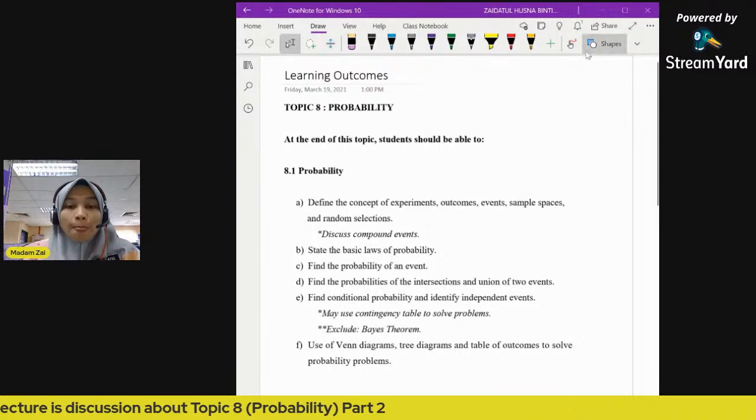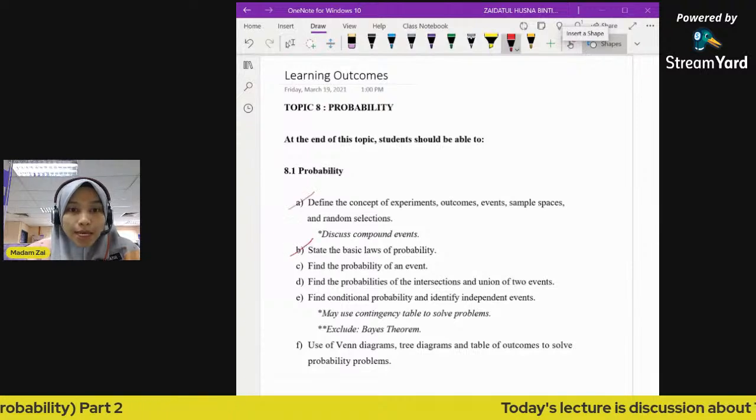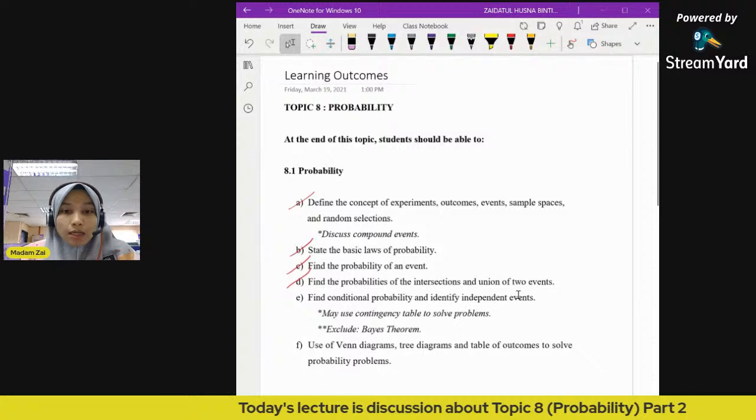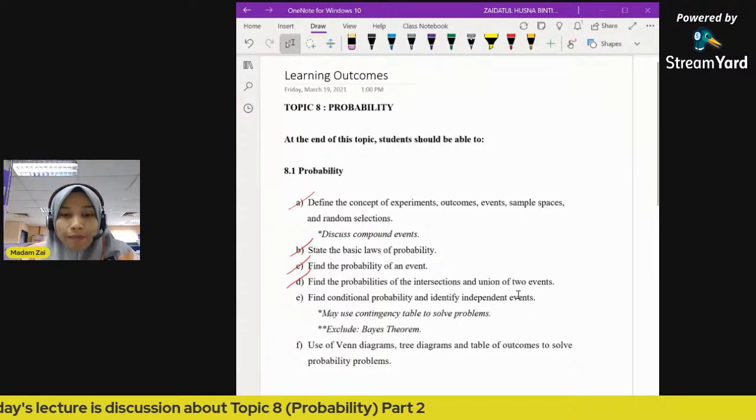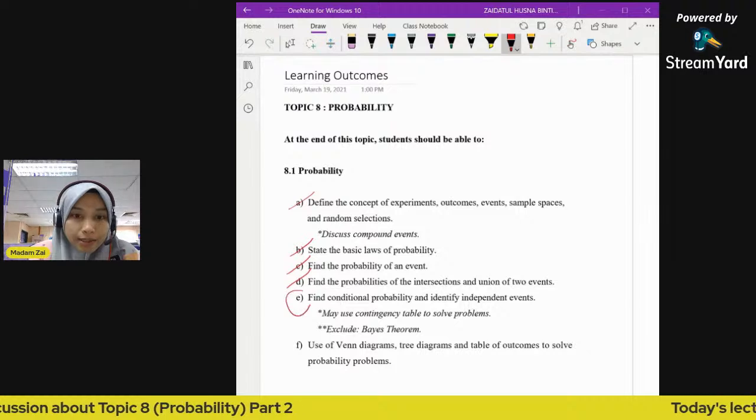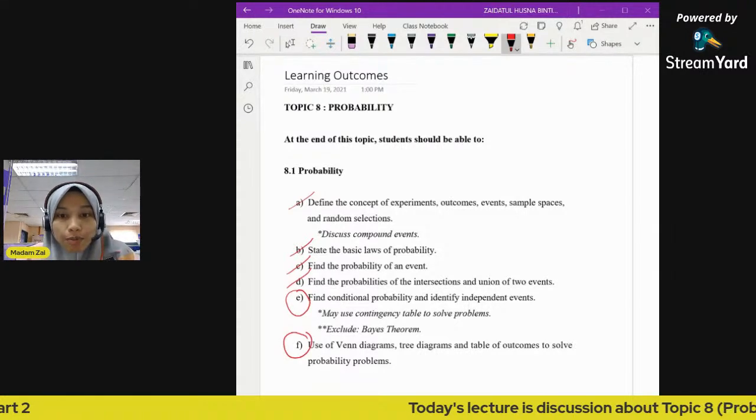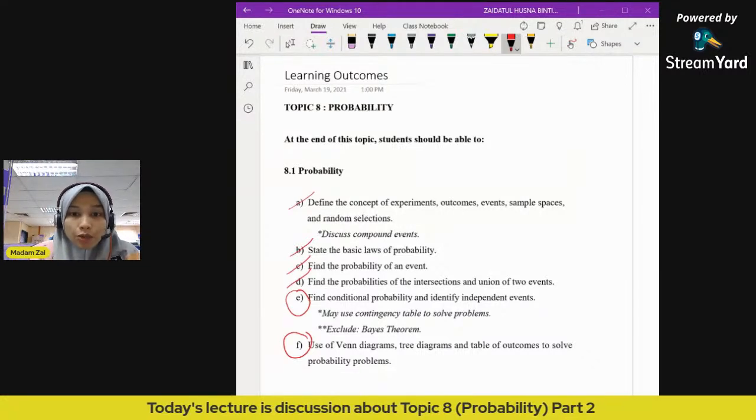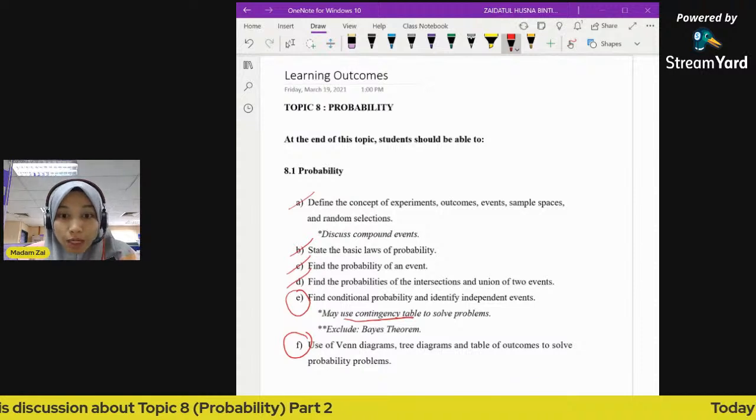Last Wednesday we discussed A, B and C. Not only that, we also discussed D, the learning outcome: find the probabilities of the intersections and unions of the events. Today we are going to discuss these two learning outcomes: find conditional probability and identify independent events. In order to accomplish this, we are going to use a contingency table or table of outcomes.